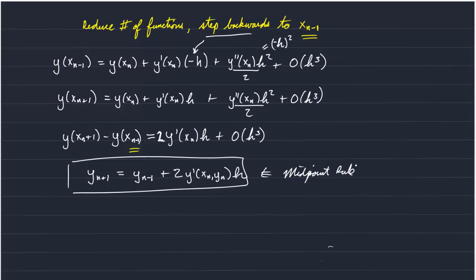So even though we no longer have this second derivative in here, we included it in our derivation. So it's still of order 2 accuracy. So it's second order.